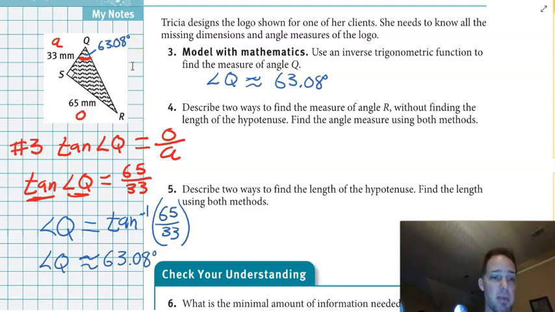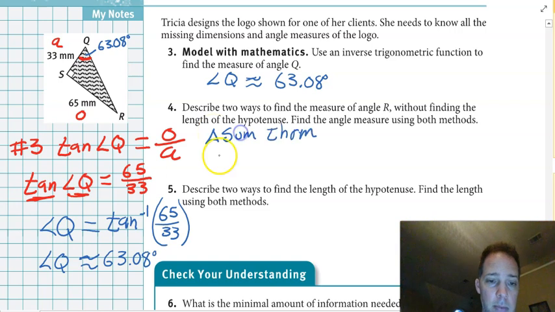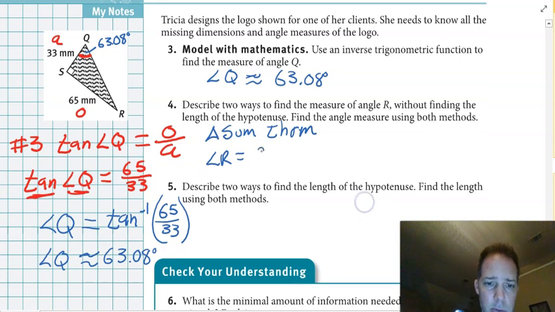I should be able to just use the triangle sum theorem. If I know it has to add up to 180 degrees for the whole triangle, 180 minus 90 degrees for S, minus 63.08 degrees, I should get 26.92 degrees for angle R using the triangle sum theorem. So using triangle sum theorem, 26.92.